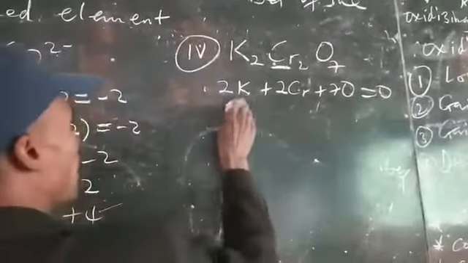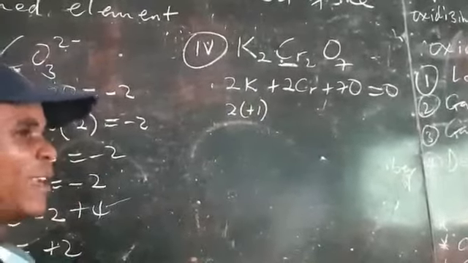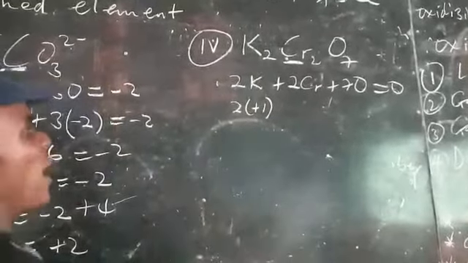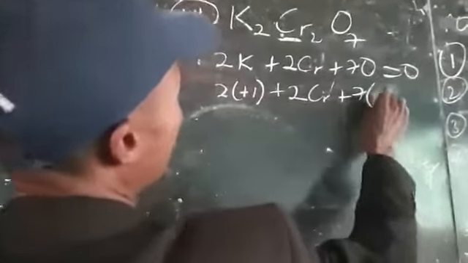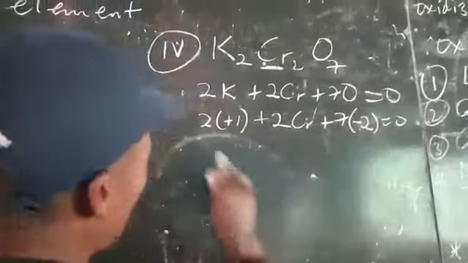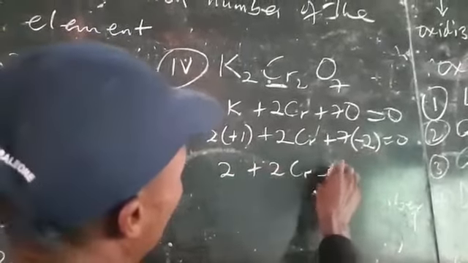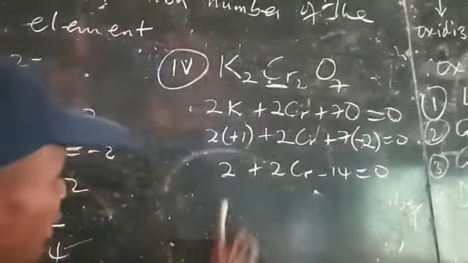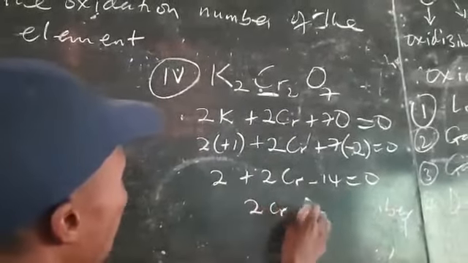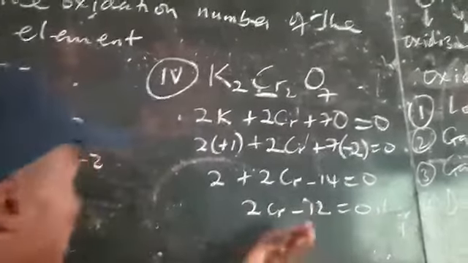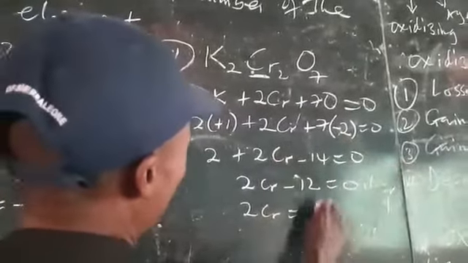0. Now potassium has a valency of +1. Why? Because potassium is a metal. It has a valency of 1. Plus 2 times chromium, plus 7 times oxygen, which has oxidation number of -2, and that is equal to 0. 2 times 1 is 2, plus 2 chromium, 7 times -2 is -14, equal to 0. 2 minus 14 becomes -12. 2 chromium minus 12 is equal to 0. We collect like terms. 2 chromium equals, when you take -12 to the right hand side, positive 12.